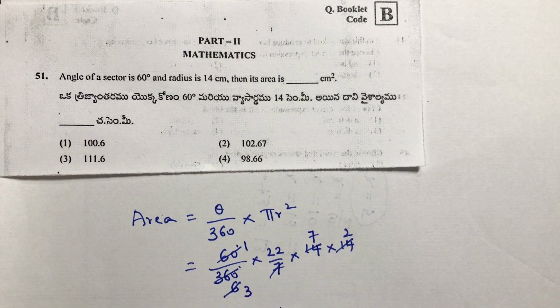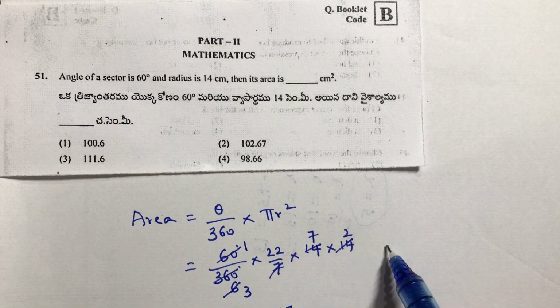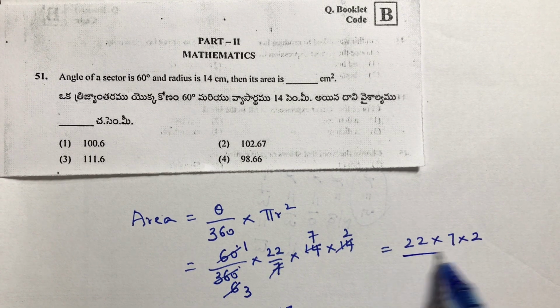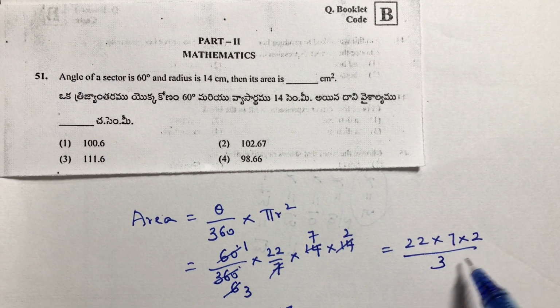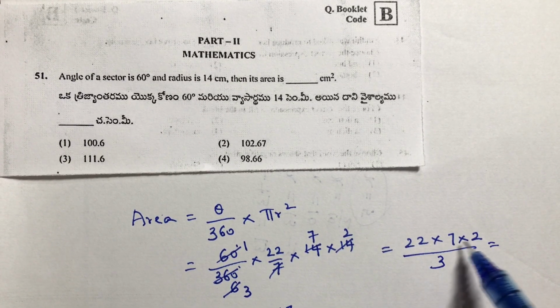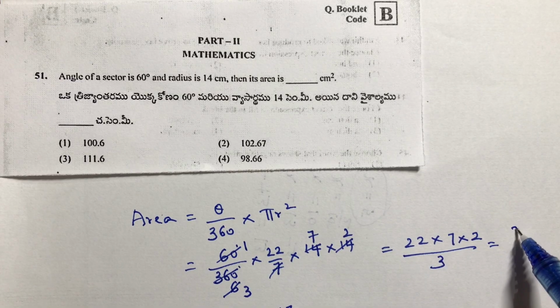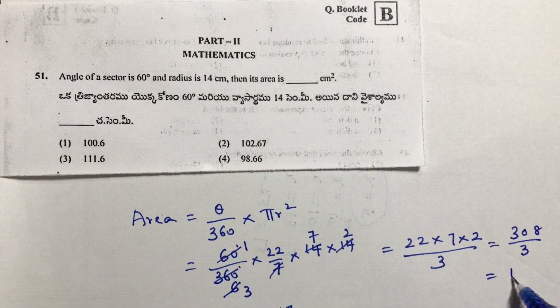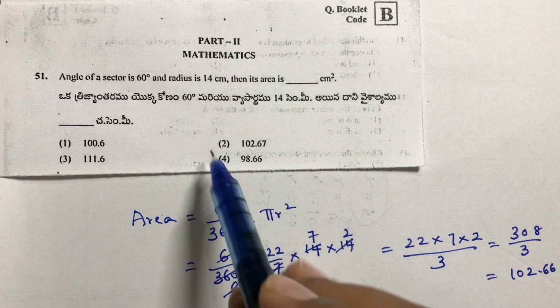So 22 into 7 into 2 by 3. So if you calculate this, 7 times 2, 14, 28. So 308 by 3. So that value is 102.66. So the correct option is 102.666. So the correct option is 2.